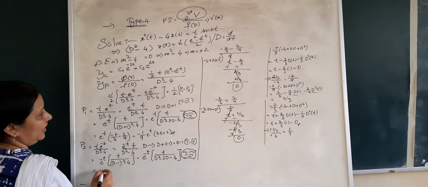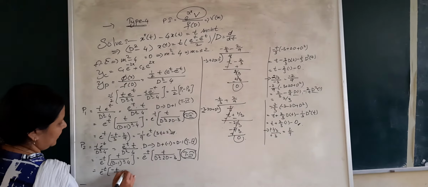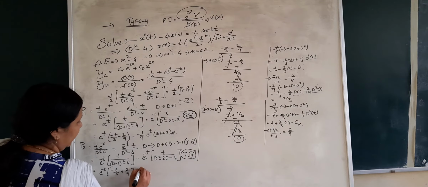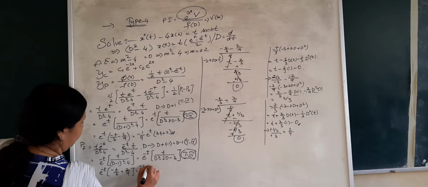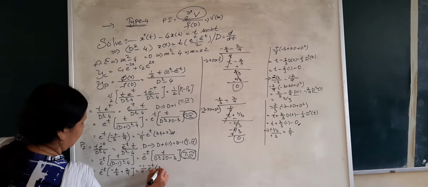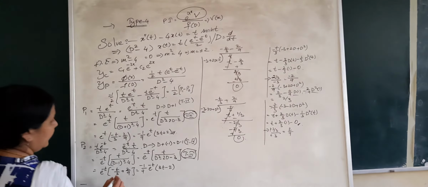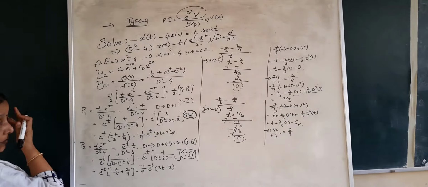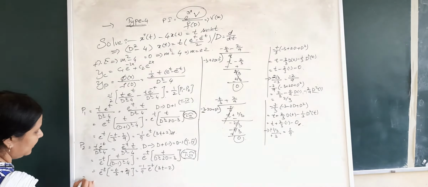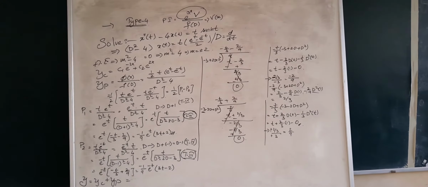What is the difference? Only one sign is different from the previous part. You can see minus t by 3 plus 2 by 9. As usual, take out minus 1 by 9 common. E power minus t times 3t minus 2, plus becomes minus. Okay guys, now this is my second term in the particular integral, otherwise the yp part. So my final solution is given by y is equal to yc plus yp. You have to write the yc values as well as the yp values. Understood?